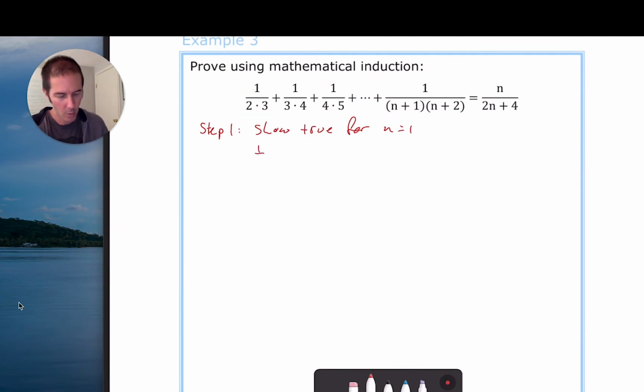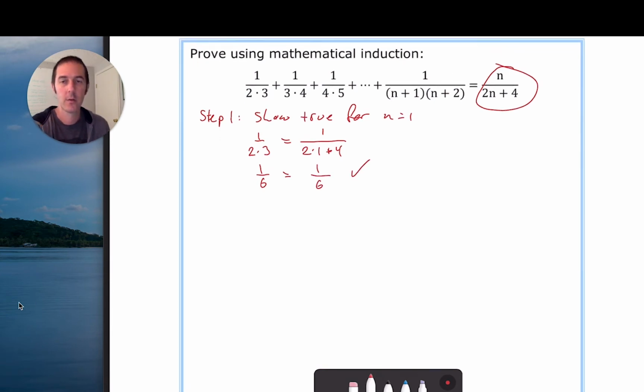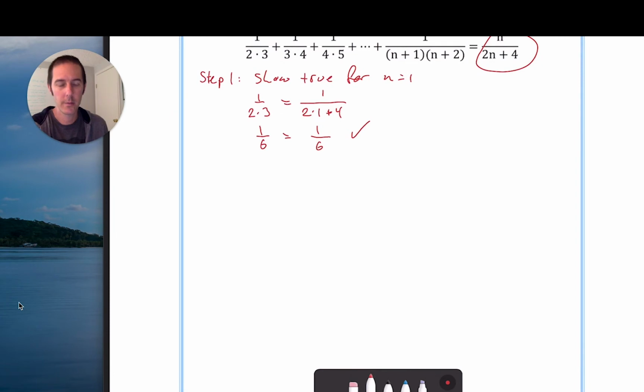Okay, so 1 divided by 2 times 3 is supposedly equal to, we're working with an n value of 1 here, so we've got 1 over 2 times 1 plus 4. Does 1 over 6 equal 1 over 6? Sure does. So we've satisfied step 1 of the proof by mathematical induction. Step 2.